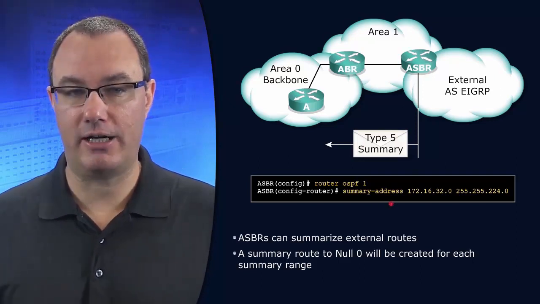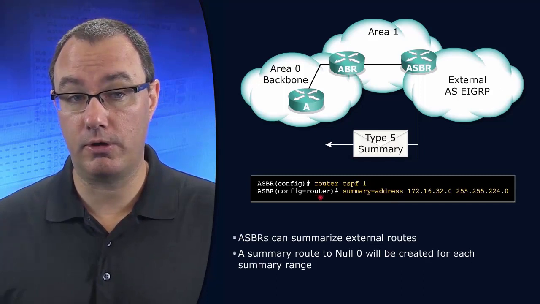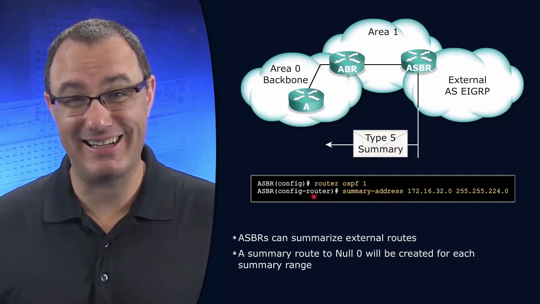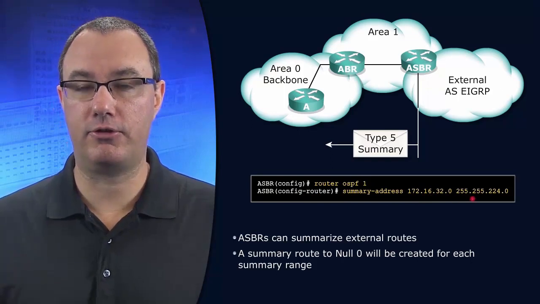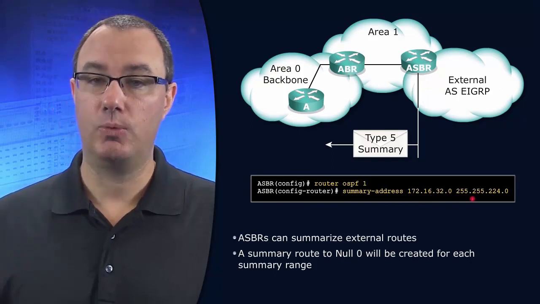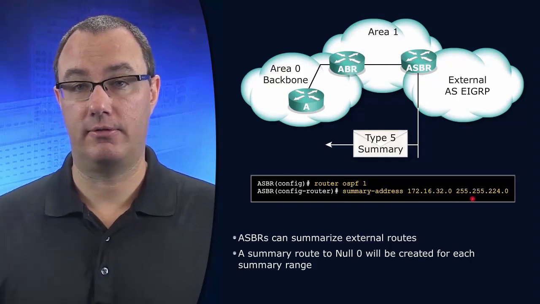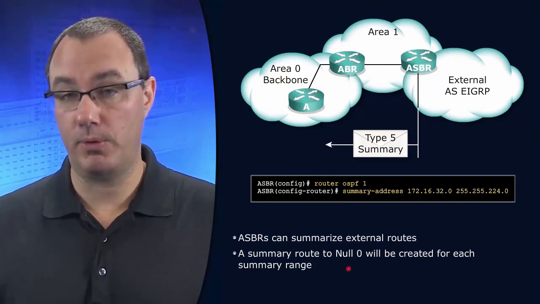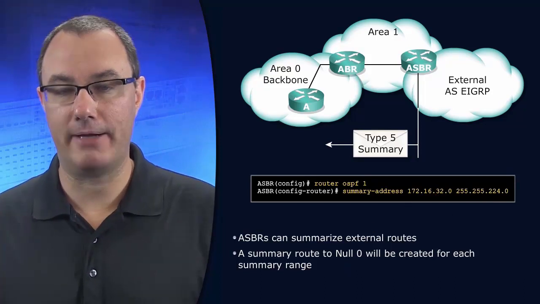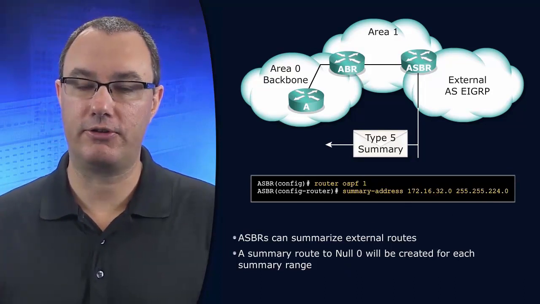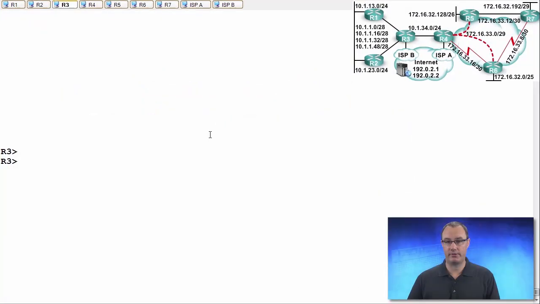So summary-address. Again, we're in config router mode, not in interface mode. And then we pair this up with the summary route that we want to generate, which will then suppress the other routes. We will get a null zero route when we do this. Okay, so let's explore this together.